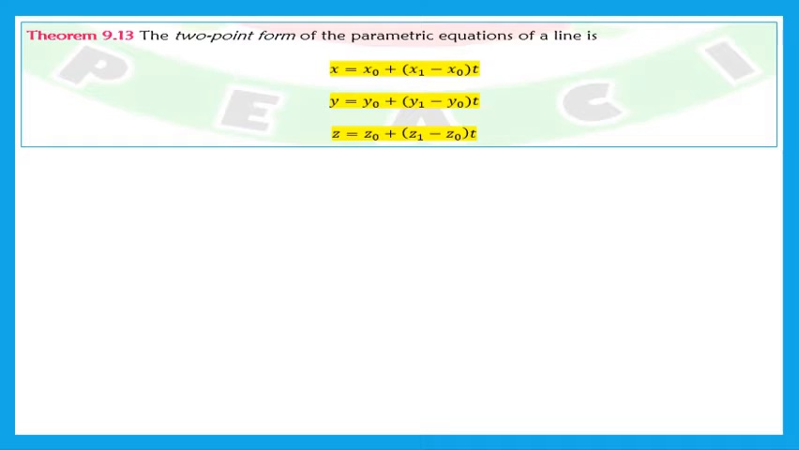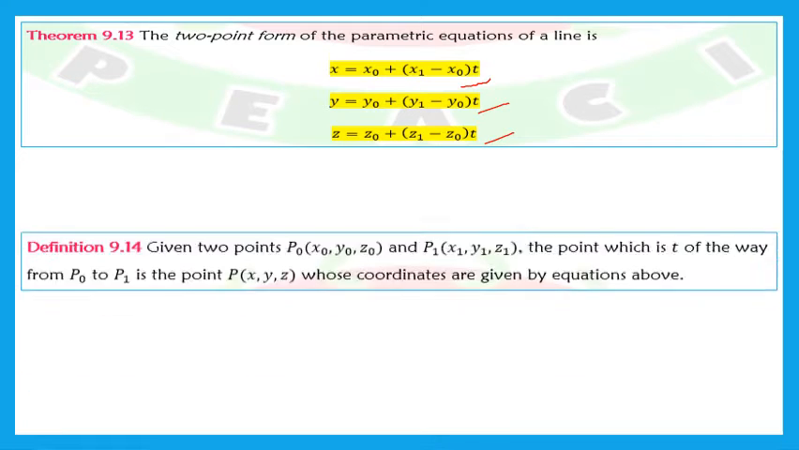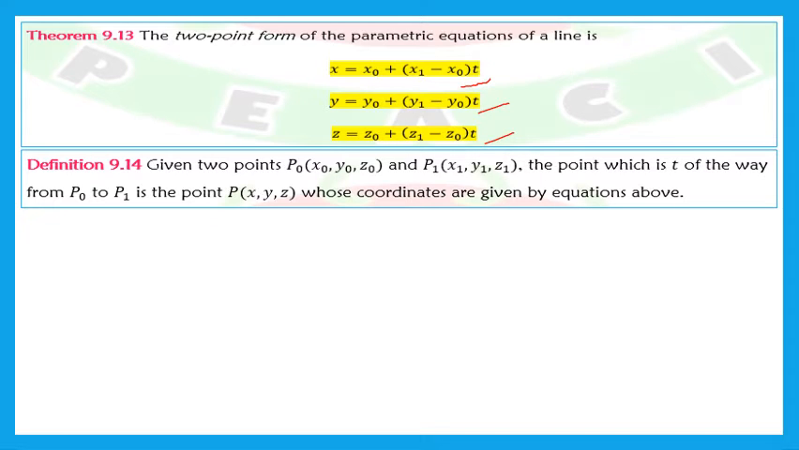So in 3 dimensions, class, we have x equals x sub O plus x sub 1 minus x sub O times t. When there is a variable t here, it means it is a parametric equation. And then the other one is y equals y sub O plus y sub 1 minus y sub O times t. And lastly, z equals z sub O plus z sub 1 minus z sub O times t. So these are the two-point form of the parametric equations of a line. Given 2 points P sub O and P sub 1, the point which is t of the way from P sub O to P sub 1 is the point P, whose coordinates are given by the equations above.